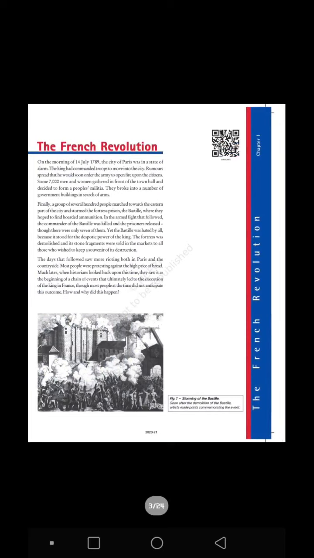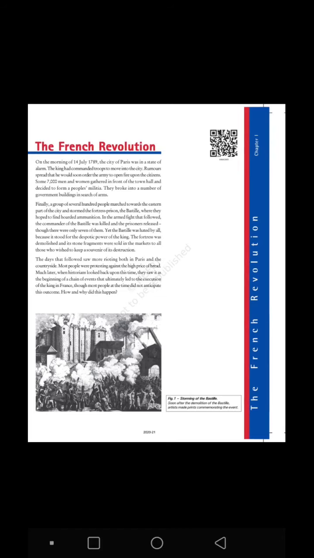The French Revolution. On the morning of 14 July 1789, the city of Paris was in a state of alarm. The king had commanded troops to move into the city. Rumors spread that he would soon order the army to open fire upon the citizens. Some 7,000 men and women gathered in front of the town hall and decided to form a people's militia. They broke into a number of government buildings in search of arms.